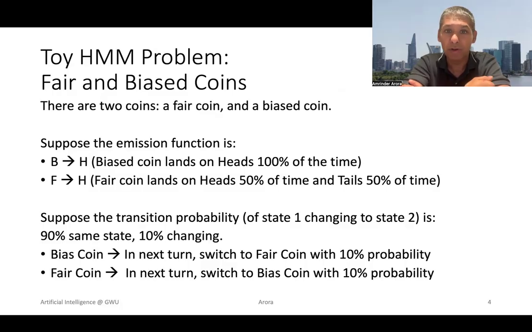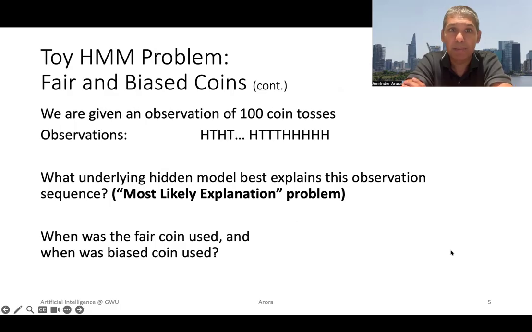And let's suppose we're given the transition probability as well: given one coin, the same coin will be used in the next step 90% of the time, and 10% of the time the coin will be switched to the other coin. Again, this could change as well. This is just a toy problem for us to understand HMM. Now, let's suppose we're given an observation sequence of 100 coin tosses, heads, tails, etc. And what is the underlying hidden model that best explains this observation sequence?